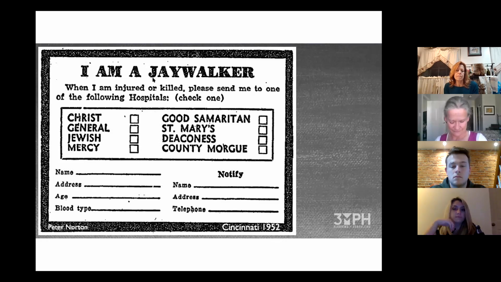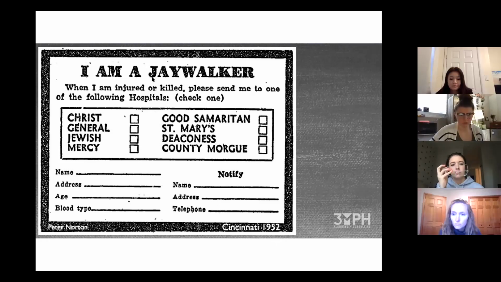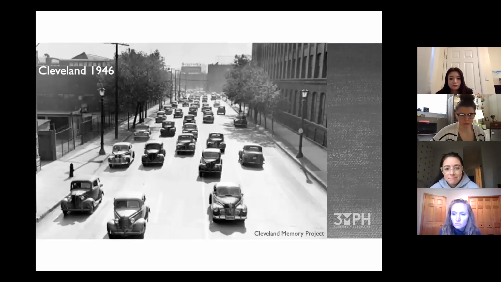concept at the time, the term "jay" was a very derogatory term. It would be like today's calling someone a hillbilly or something, to call someone a jay. So they used this derogatory term to try to brand folks who cross the street outside of the intersections as being stupid or unsophisticated and deserving of what came to them if they got hit or killed.